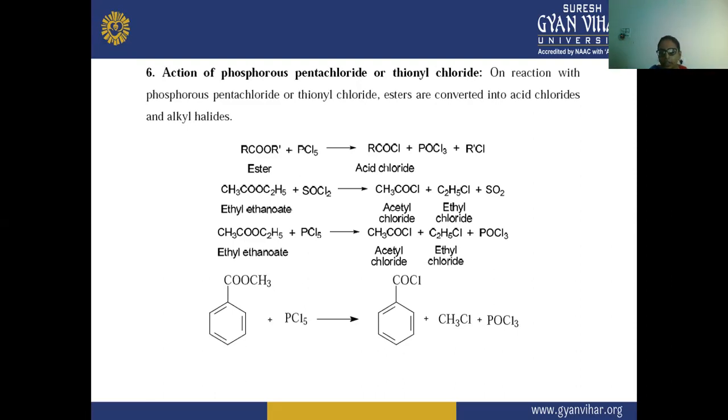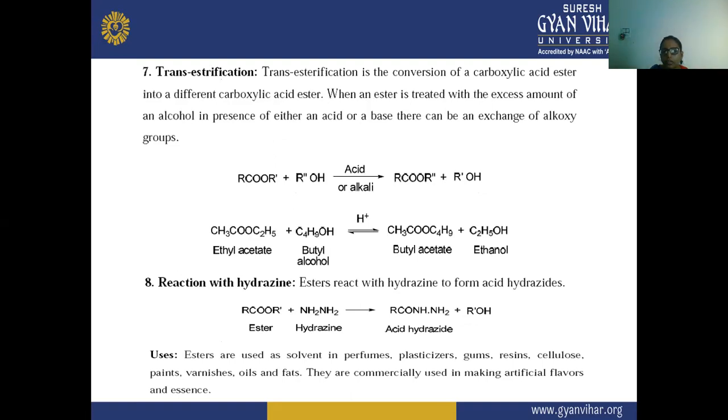Next, the ethyl ethanoate is reacting with PCl5, that is your phosphorus pentachloride, and there is a formation of acetyl chloride plus ethyl chloride, and POCl3 is formed here. Next is the aryl compound, and this is reacted with PCl5, and there is a formation of acetyl chloride, benzyl chloride, and methyl chloride, plus POCl3 is formed here.